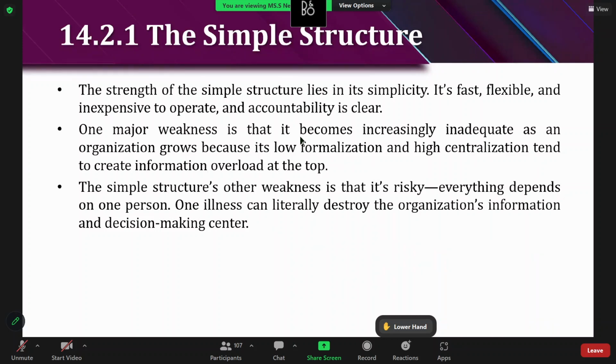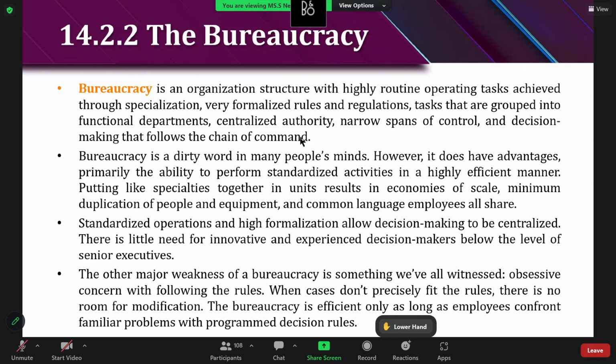So when that particular individual lacks technical expertise or knowledge in making that particular decision, the decision made by that individual may be wrong, and that wrong decision could destroy the entire organization because no one is there to guide the decision or interfere in the decision making. So that is what the simple structure means.